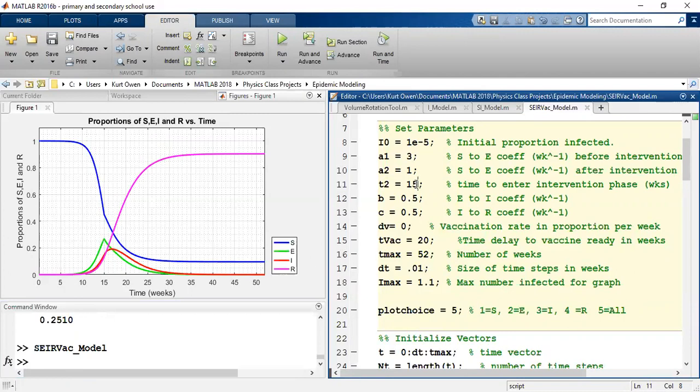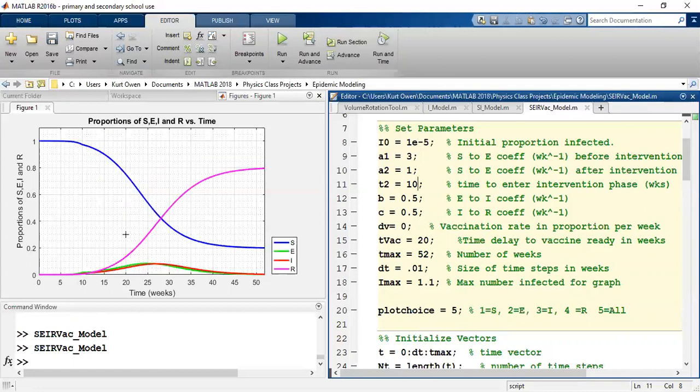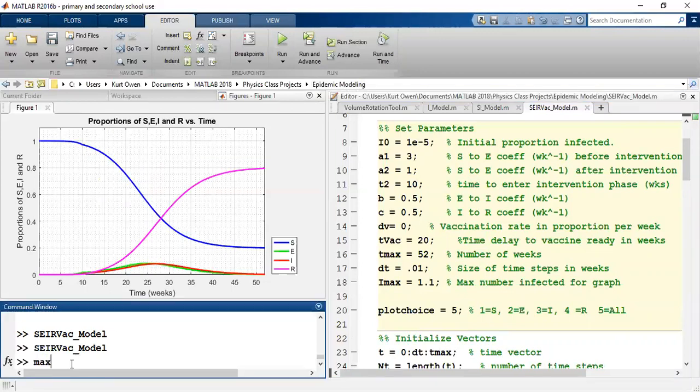If we had started the intervention earlier, let's see what happens if we go to week 10 on the intervention. Wow, if we had started the intervention earlier, we can see that the infection rate goes way down and at its peak, let's see what the peak is. The max of I is only 8%. So early intervention makes a huge difference in how this plays out. Now we're also assuming that our interventions would drive that A2 value all the way down to 1. So early interventions made a big difference in what happened.